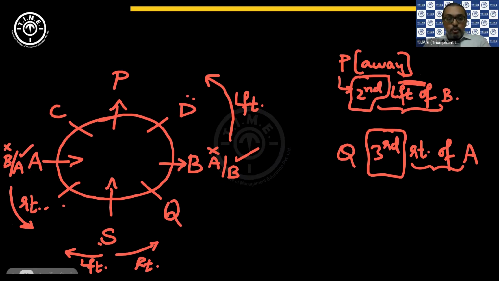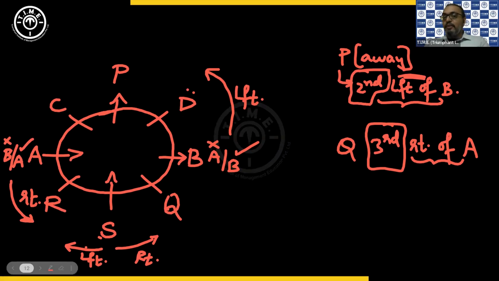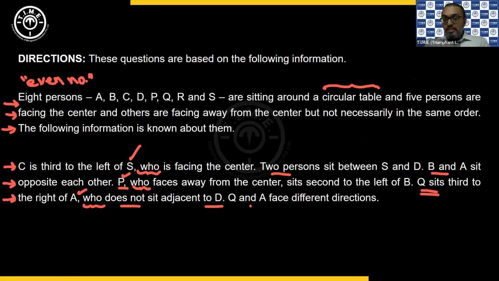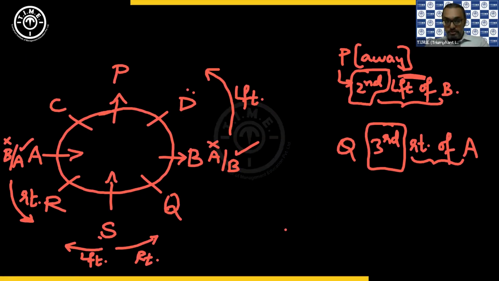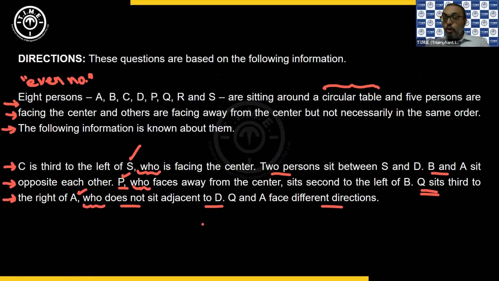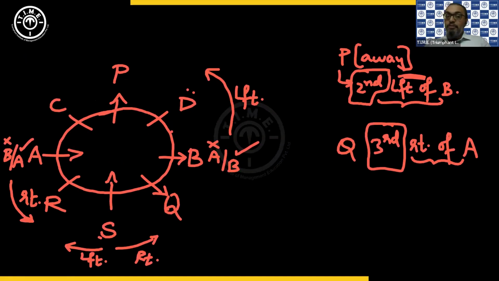And then the remaining person you have is R. Now, with regards to the direction, one last line was Q and A face different directions. So A is facing the center, so Q is away from the center. Now we know in the beginning that there were 5 persons facing the center, others facing away. Means 3 people should be away. Now P, B and Q are the 3 people who already are facing away from the center. That means the remaining persons will face the center. So that way we get our final arrangement.